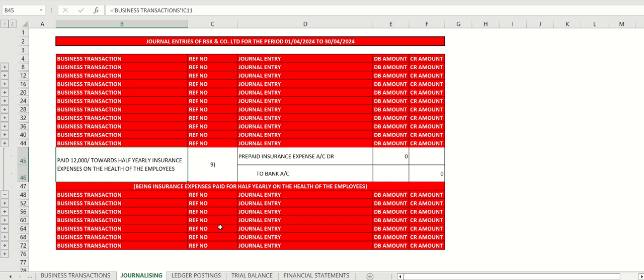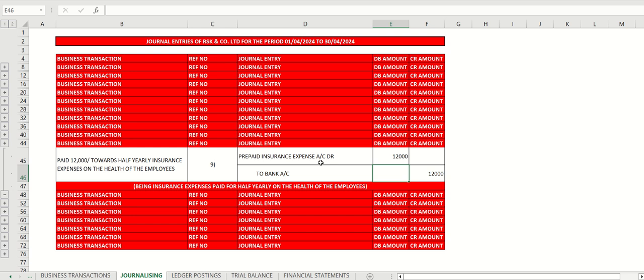Now we need to compute what the insurance per month is, which is 2,000, right? However, that is amortization that we will discuss later. Now we would be paying the total 12,000 towards insurance, right? See, prepaid, because it is related to the insurance which covers a period of 6 months, right?